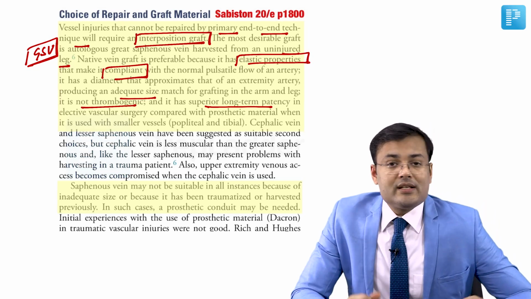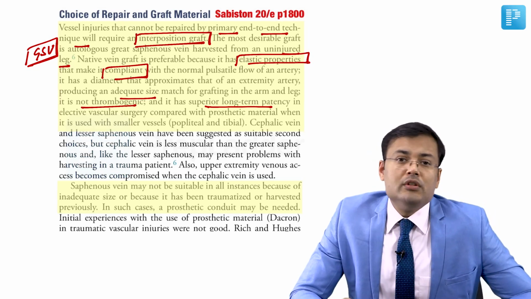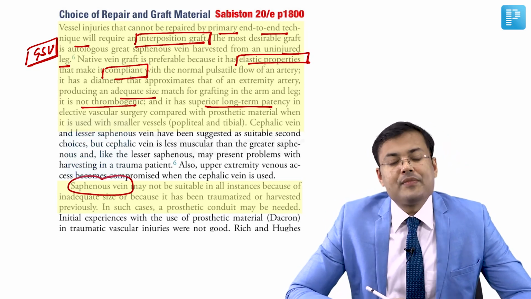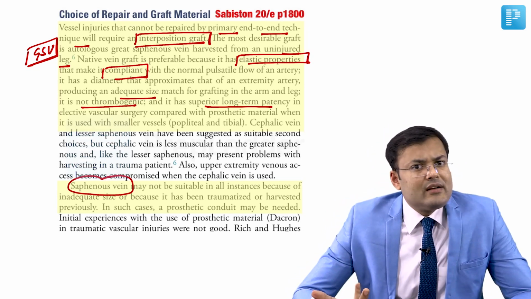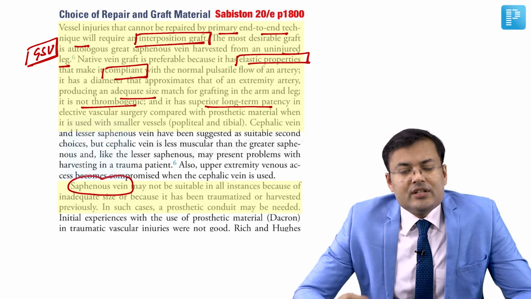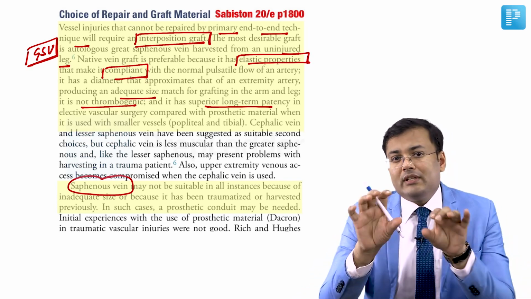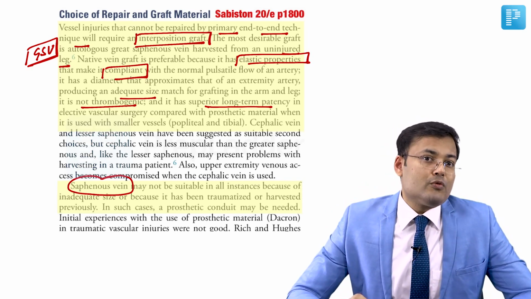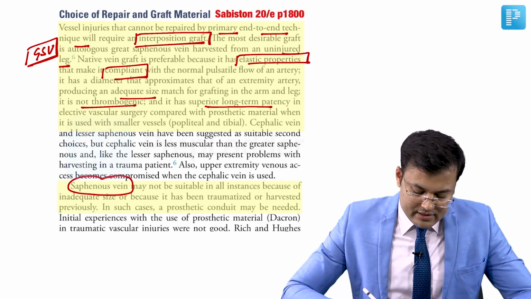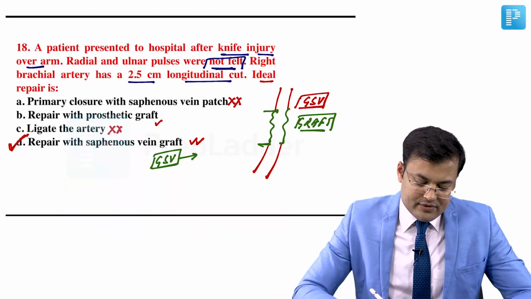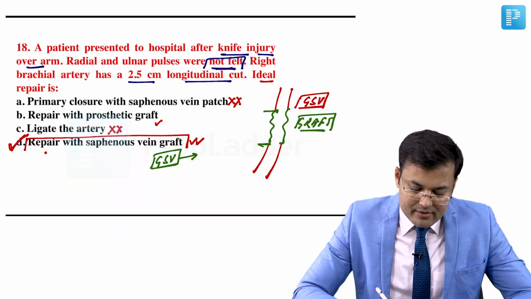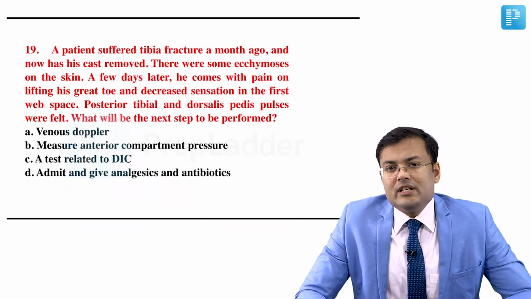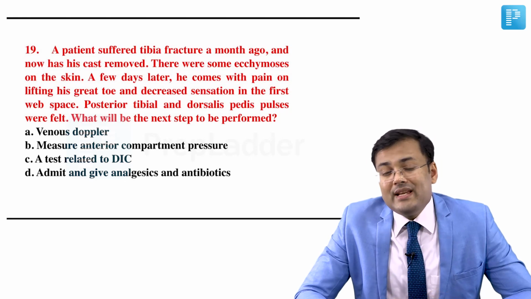So in which cases do you use the prosthetic graft? Whenever it is not available. Why? Because it was already harvested, or in the trauma it is injured, or sometimes whenever there is a size mismatch. In that case you can use the prosthetic graft, but the preferred one is the long saphenous vein. So the correct answer for this question is repair with saphenous vein graft. For the last 2 to 3 years, similar questions were asked continuously many times.